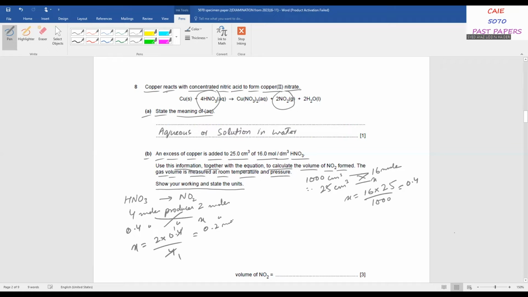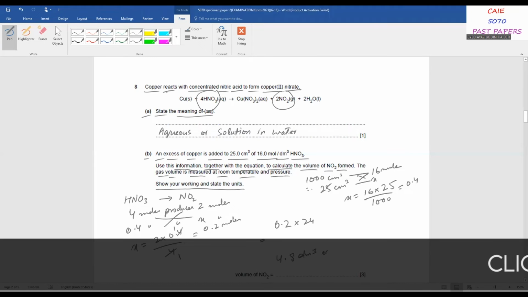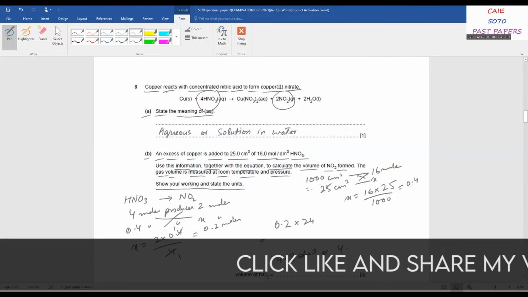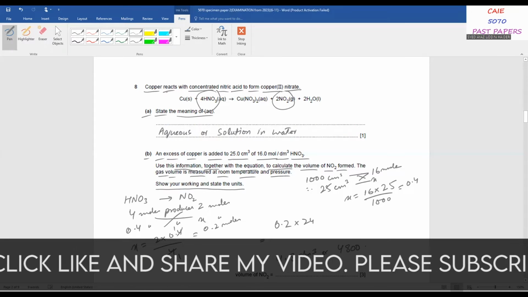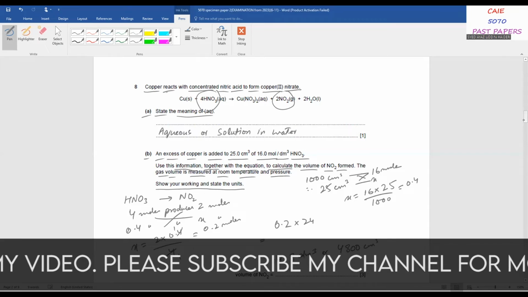Now you have the moles of NO2, you can easily calculate the volume. Simply multiply it by 24 dm cube. 0.2 multiplied by 24. So what you will get? You will get 4.8 dm cube. So your answer will be 4.8 dm cube. Or if you want to express it in centimeter cube, it will be 4800 centimeter cube.